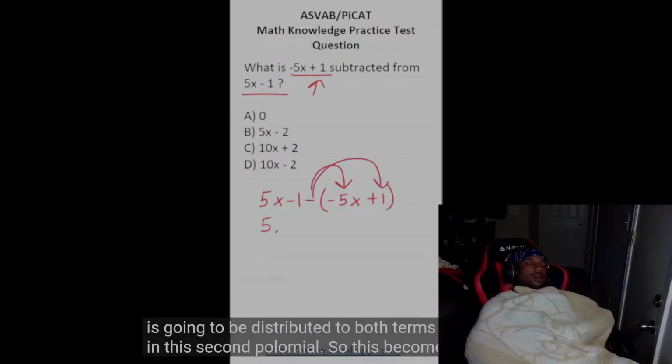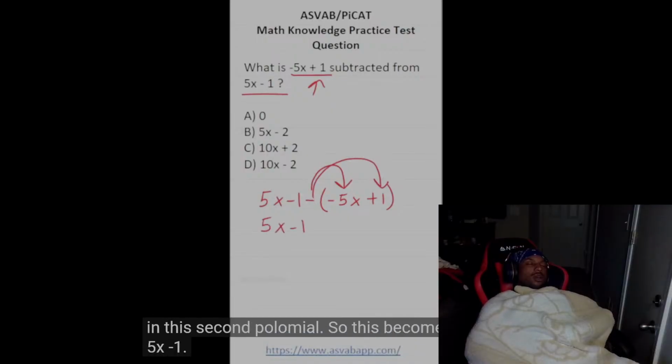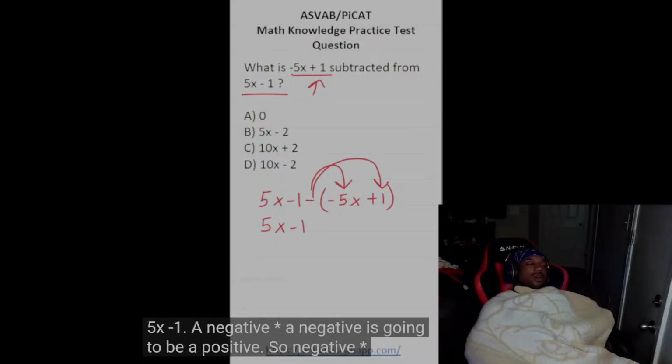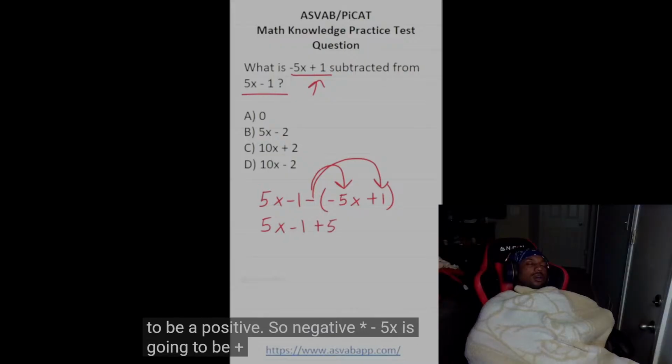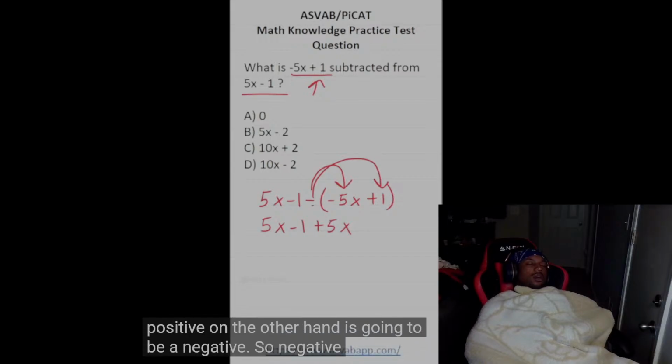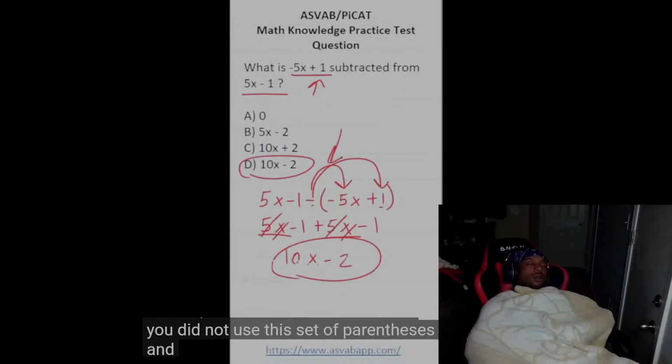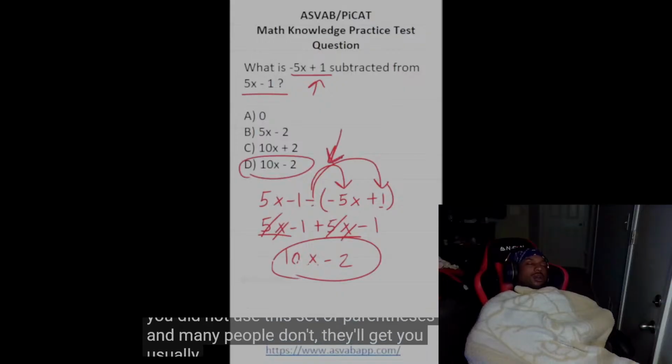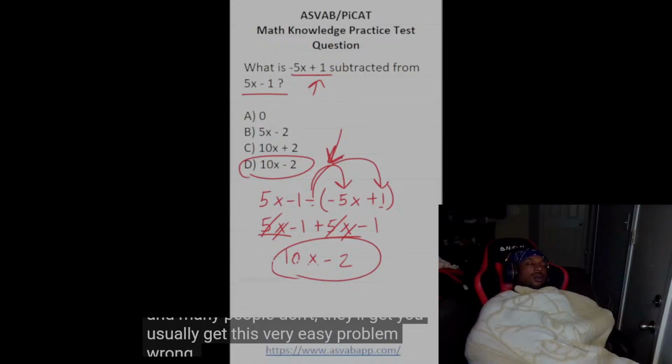So this becomes 5x minus 1. A negative times a negative is going to be a positive, so negative times negative 5x is going to be plus 5x. A negative times a positive, on the other hand, is going to be a negative. So negative times positive, this set of parentheses, and many people don't. You usually get this very easy problem wrong.